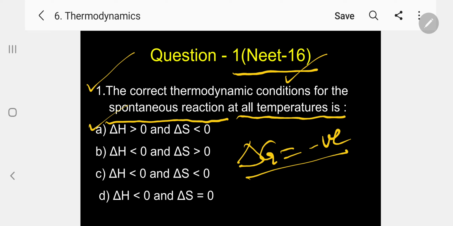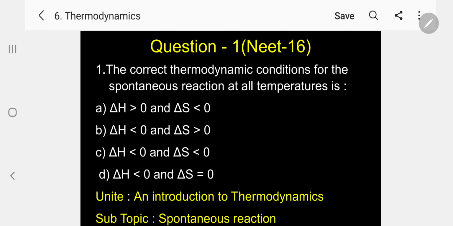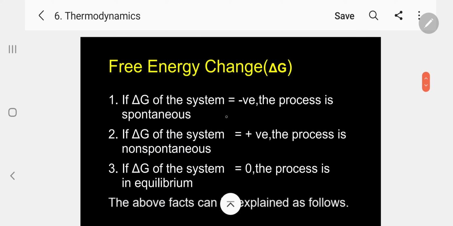Delta G should be minus. That is a spontaneous process. Example, raining, or water falling from the mountain. These are all examples of spontaneous process. So when delta G is negative, it should immediately come to your mind. Okay, let me discuss later. Before that, let me introduce the topic and subtopic of this question. This question was asked under an introduction to thermodynamics, subtopic spontaneous reaction.